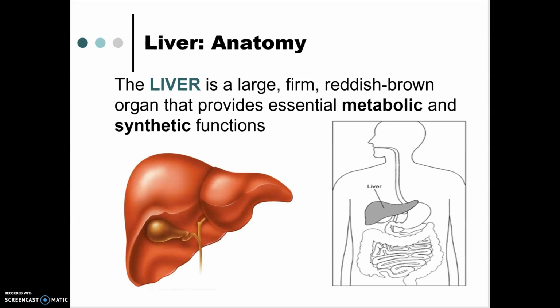Now, first of all, have a look at the liver. It's quite large actually. It's a very firm, reddish brown organ, and the liver has an incredible amount of metabolic functions. It also has a lot to do with synthetic functions. That means to make things that we get from our food, for example. We digest it into smaller bits and pieces, and the liver is the organ that helps put some of these things together to give us our more complex molecules.